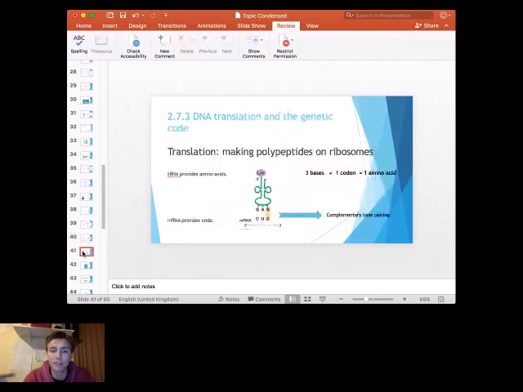Okay, so what do we do after we've actually taken a copy of this genetic code and we've brought it to the ribosome? Well, then we have to have a way to produce proteins from this mRNA molecule. This process is called translation. And in very simple terms, all it is is making polypeptides on ribosomes.